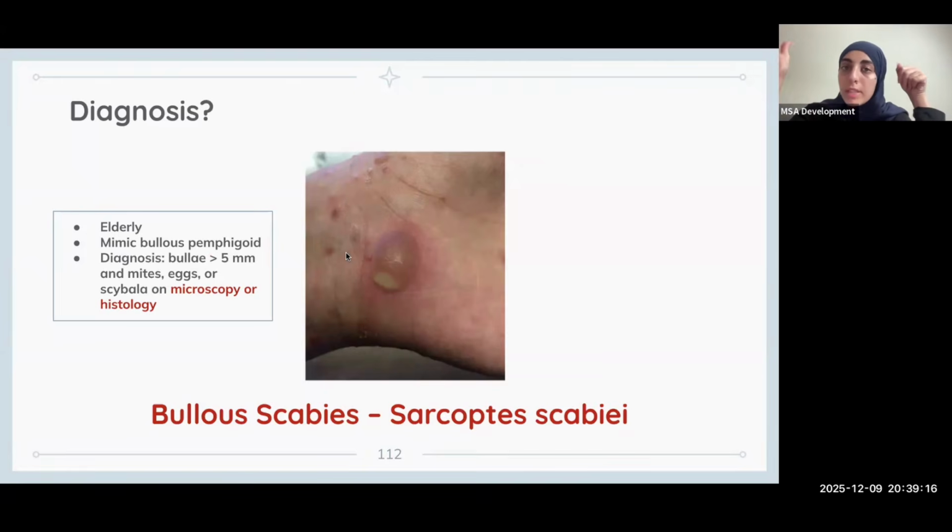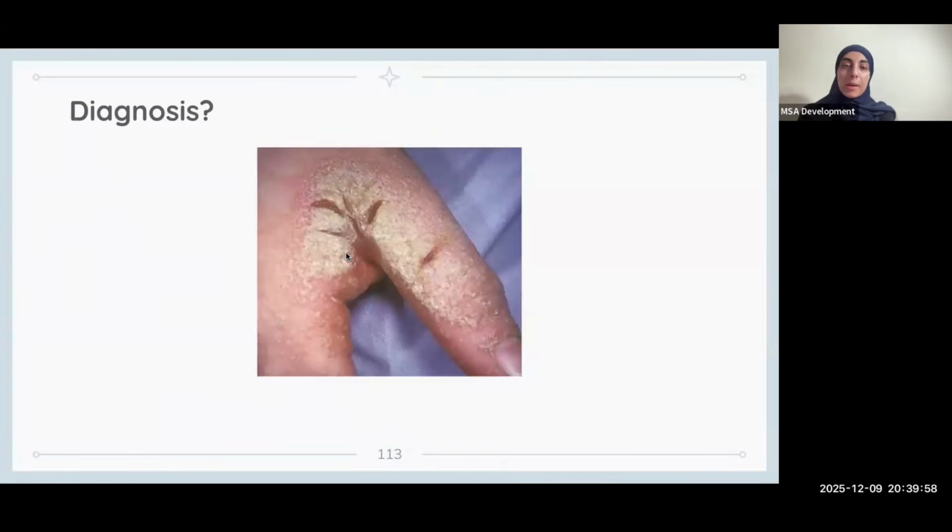How do you differentiate if they both look the same and have the same antibodies? You do a biopsy and look under the microscope. In bullous pemphigoid, you'll just find the findings of bullous pemphigoid. In bullous scabies, you will find mites, eggs, and scybala. So you're going to find the mite, the source of the infestation. So bullous scabies and bullous pemphigoid have the same appearance and same antibodies, but on histopathology, if you find the mite and its eggs and its fecal matter, this is bullous scabies and not bullous pemphigoid. Okay, and the next one.